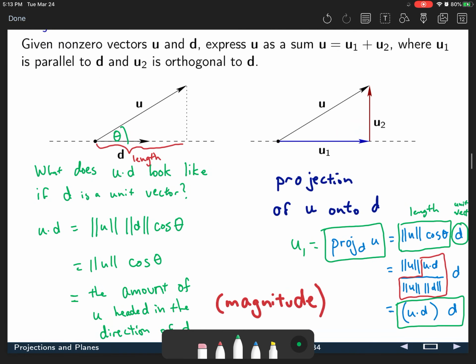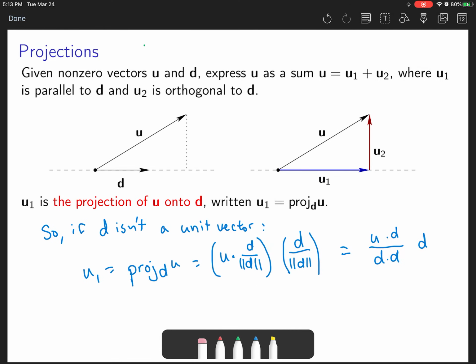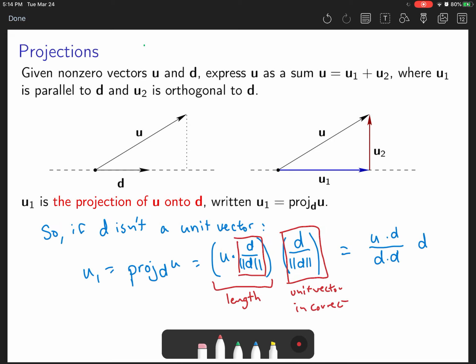I think looking at it in this simpler case makes the next case a little bit more understandable. So let's go ahead and move on to the next one. Here I'd like us to no longer consider d as just being a unit vector. u1, the projection of u onto d, would be given by this kind of equation, where again, this is that length that we had last time. It's the length of u in the d direction. And we've appropriately scaled d by dividing by its magnitude so that d over the magnitude of d is a unit vector. And then we multiply by a unit vector over here to give us the direction that we want. So, unit vector in correct direction.